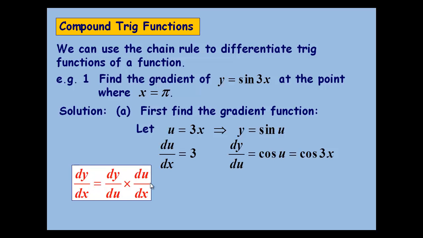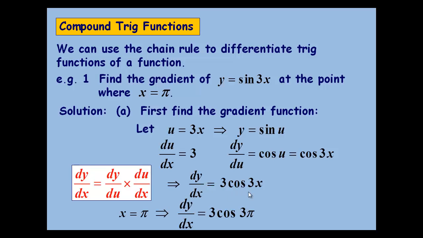dy/dx is dy/du, cos 3x, times du/dx, which is 3 cos 3x. And looking at that, you can see the shortcut, can't you? It's the 3 from there, and then it goes to cos 3x. Where x is pi, that gives us 3 cos 3 pi, which is minus 3.